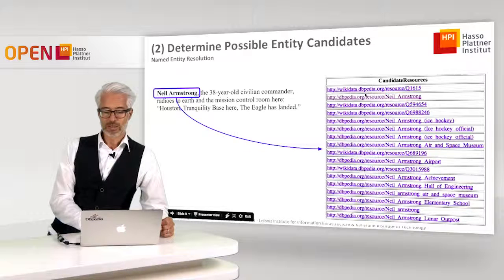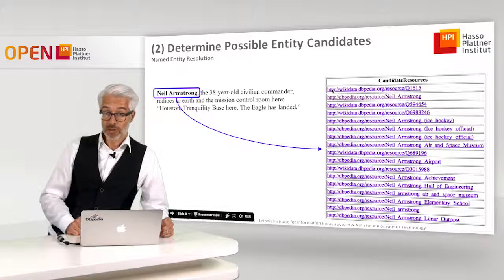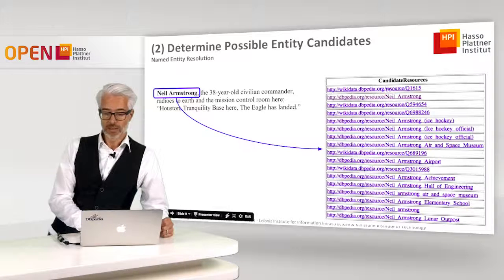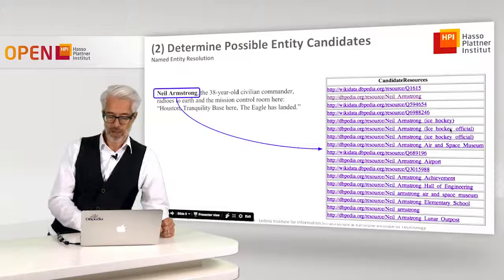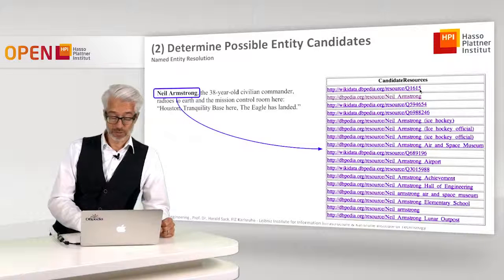And these are all the resources which have the RDFS label or FOAF name Neil Armstrong. And you see here, of course, you have the resource Neil Armstrong, but you also have one Neil Armstrong, which is an ice hockey official somehow. Or you have the Neil Armstrong Air and Space Museum, or you have something which comes here from Wikidata, and we have no idea what it is.